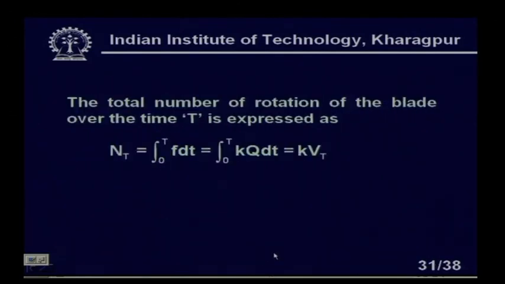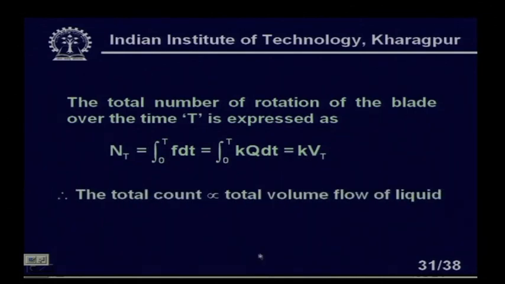The total number of rotations of the blade over the time t is expressed as Nt. Now, the total count is the integral 0 to t of f dt, which is k q dt, so it is coming k Vt, right. So the total count is proportional to the total volume flow of the liquid. Obviously, this we can measure by some counter, which will give you the total volume flow of the liquid.